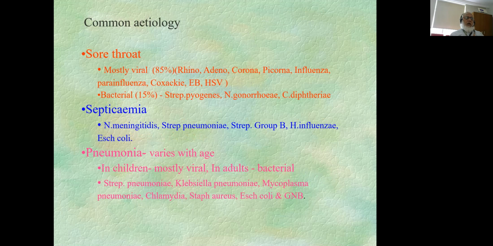Sore throat. We must remember that most sore throats are viral, 85%. Rhinovirus, adeno, corona, picorna, influenza, parainfluenza, coxsackie. Only 15% are bacterial, and most important is Streptococcus pyogenes. Corynebacterium diphtheriae nowadays is almost nil. Neisseria gonorrhoeae is not in our country, but in some other countries. So in our country, Streptococcus pyogenes is the only bacterial infection we need to identify and use antibiotics for, because following Streptococcus pyogenes infection, there is rheumatic fever.